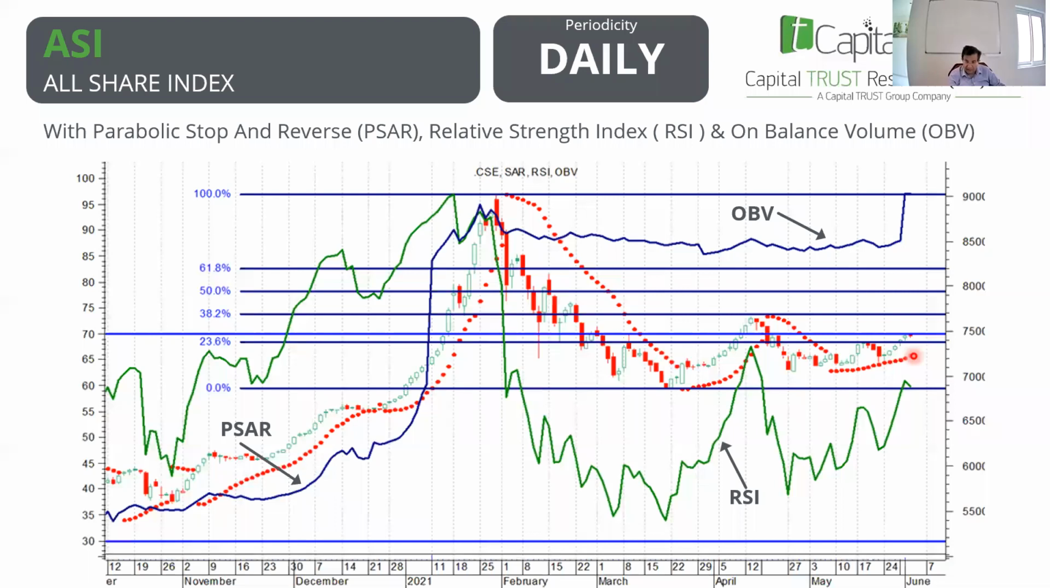Because this is the market index, I'm saying get into the market. If it's a stock, get into the stock. And when the dots go there, get out of the market. Right? We can't short sell here in Sri Lankan markets. If it's in some other market, you can short sell at points like this.